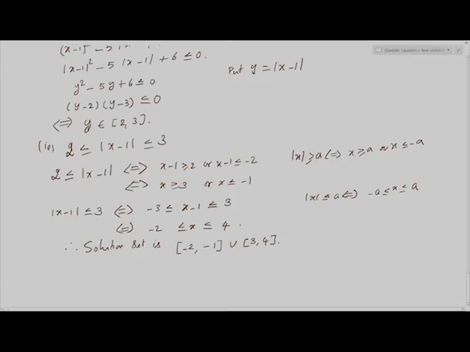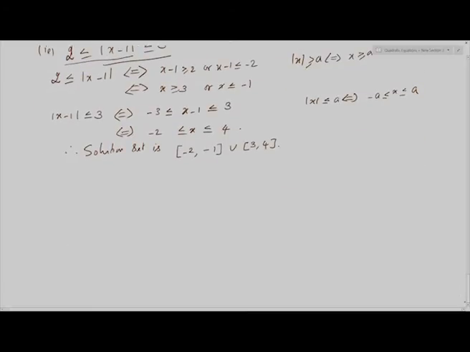So the only thing is we should consider both the inequalities separately, this inequality and then again this inequality, and then we are writing the solution set, and then we are writing the common region which is satisfying both the inequalities. That will be the solution set for the given inequality.